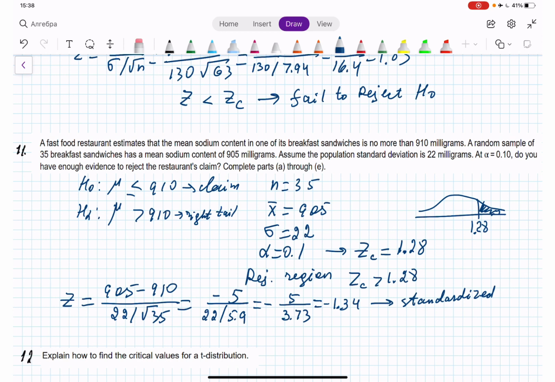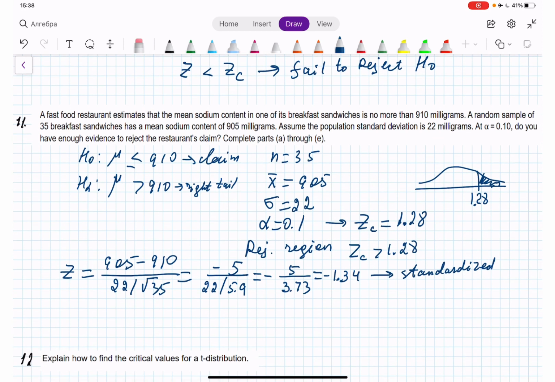If we compare the standardized test statistic to the z critical, we can see our z standardized is less than z critical, because negative 1.34 is less than 1.28, which falls in the fail to reject area. From here, we say we fail to reject.